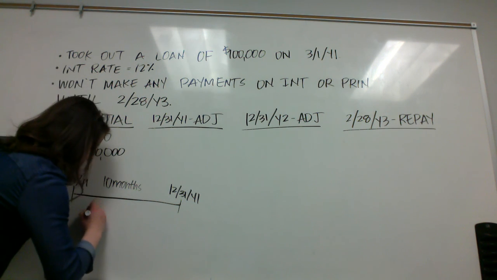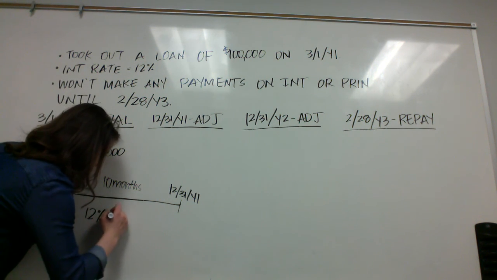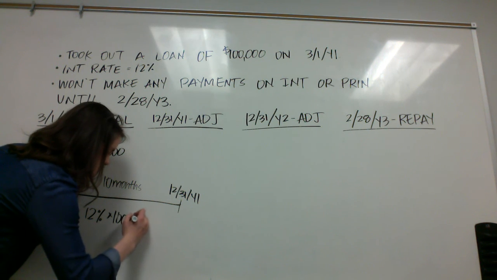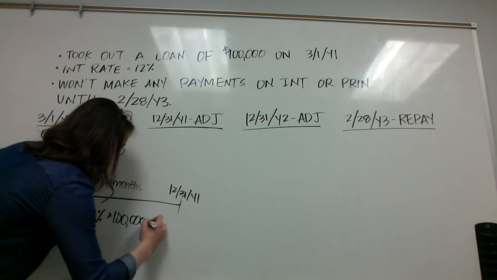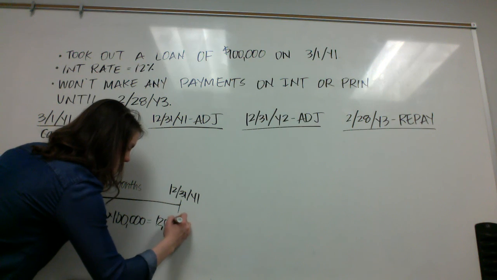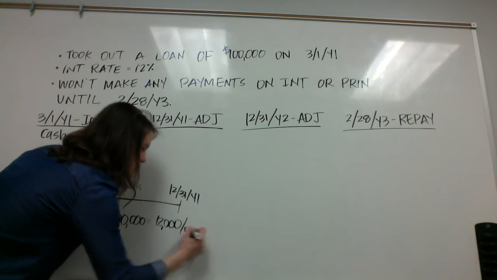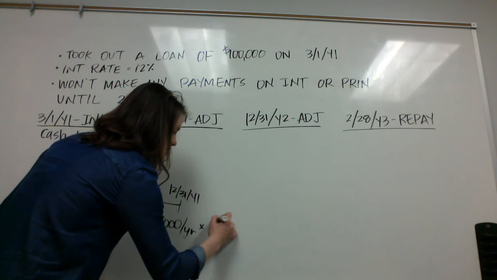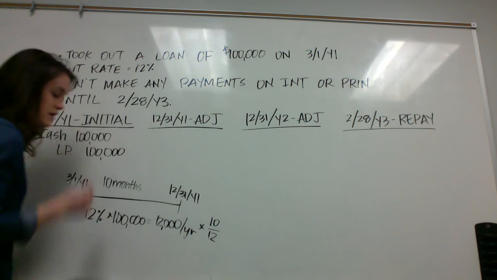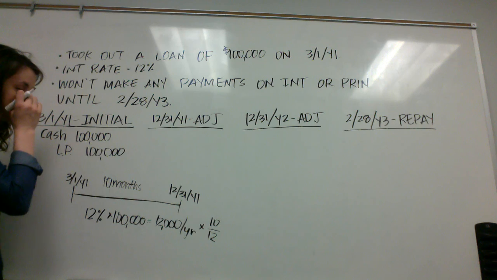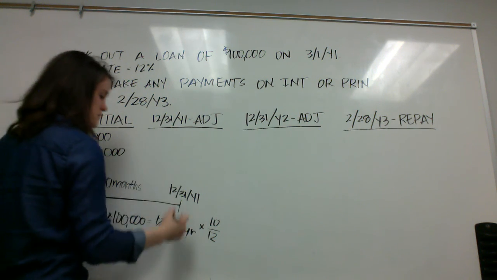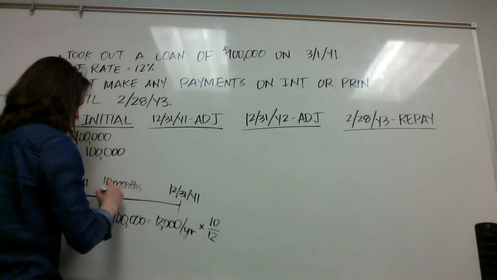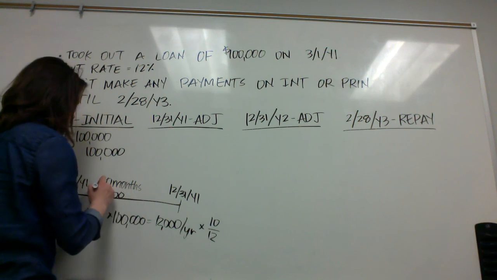So I'm going to take 12% of that 100,000, which equals 12,000, right? That would be per year. And now I just want to get it for 10 months, so I'm going to multiply it by 10 over 12. Okay, that's going to give me $10,000. So for the 10 months, it's $10,000.